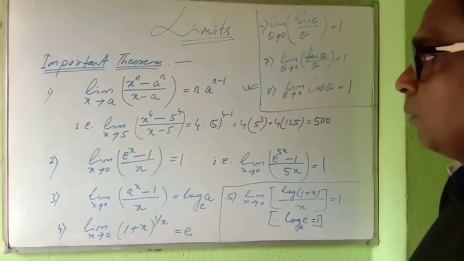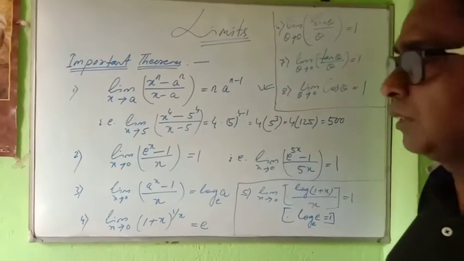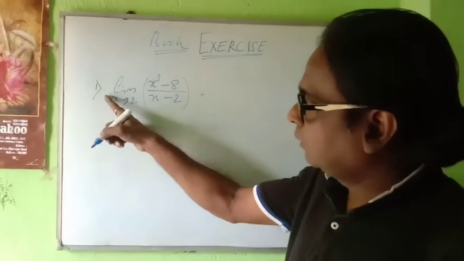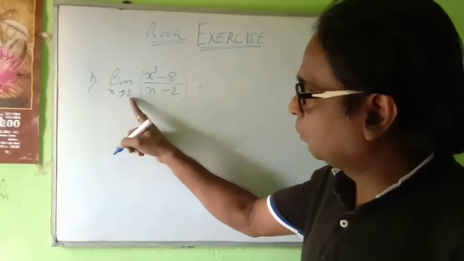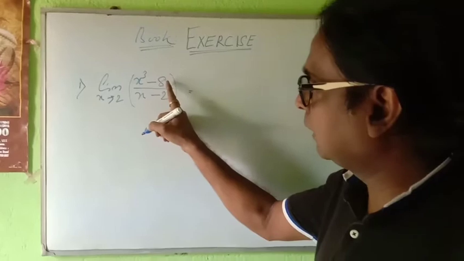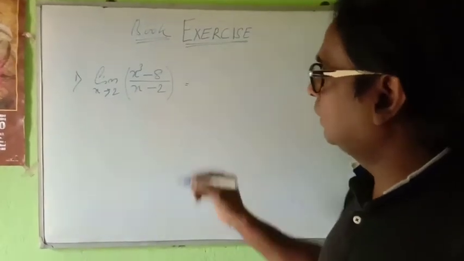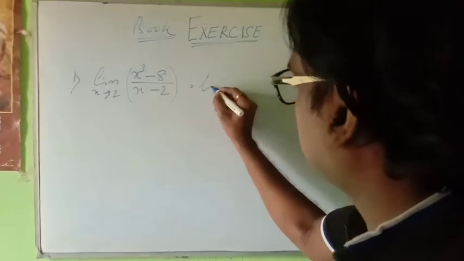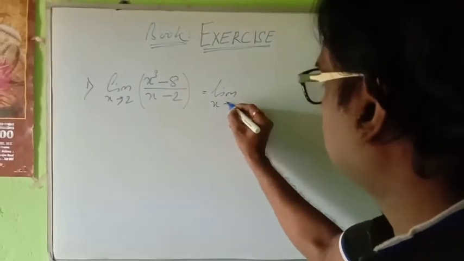Let us see some sums from the book exercise. See question number 1. Limit x tends to 2, (x cube minus 8) by (x minus 2). See, there are two methods I can solve it. One method I am showing here. Limit x tends to 2.